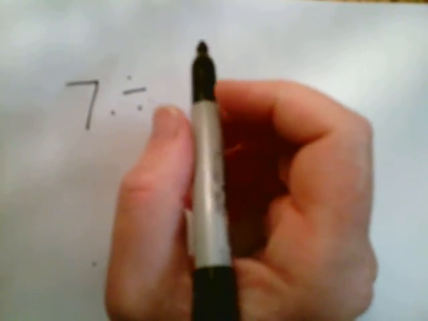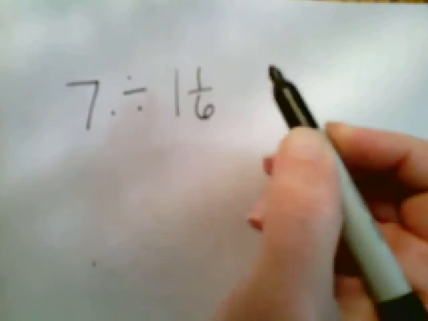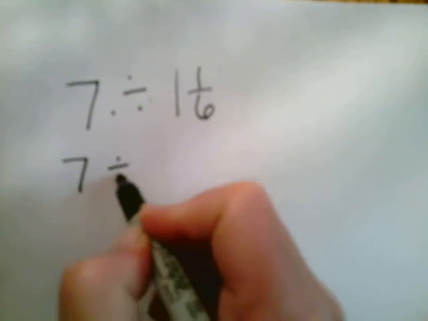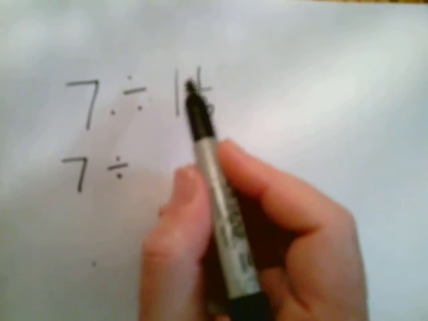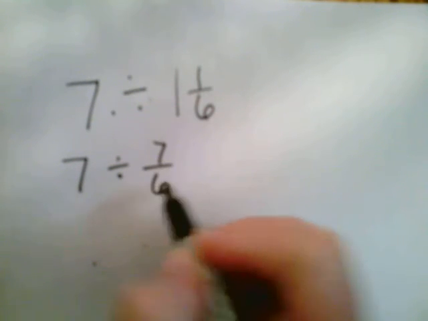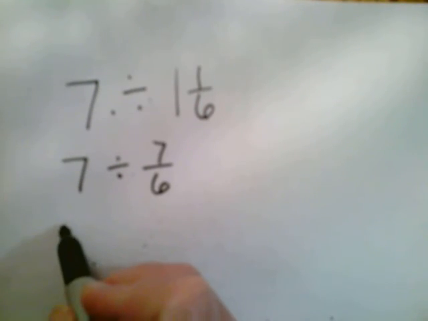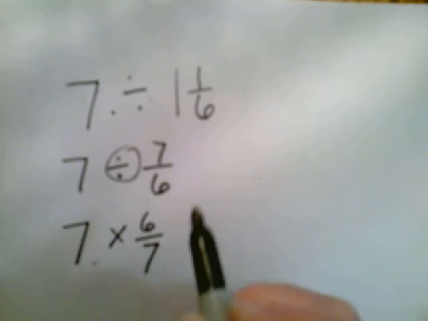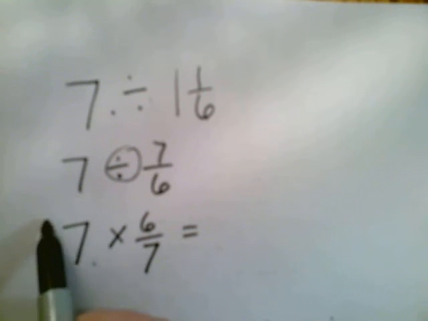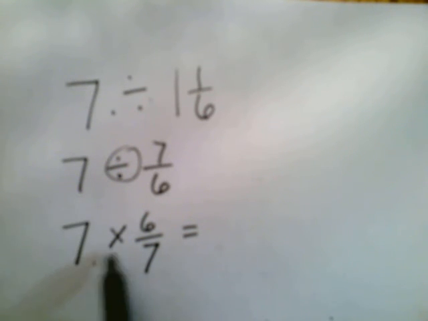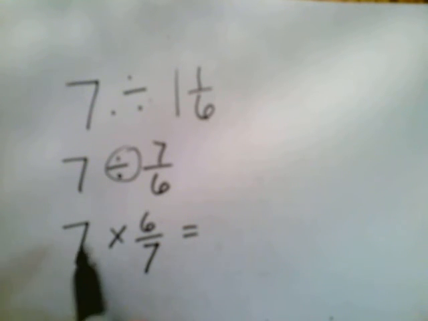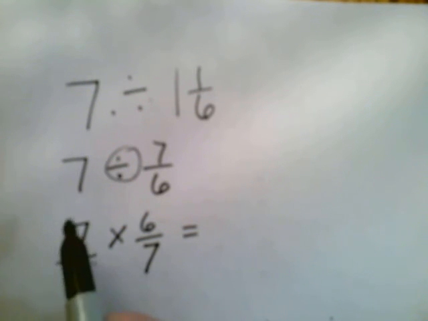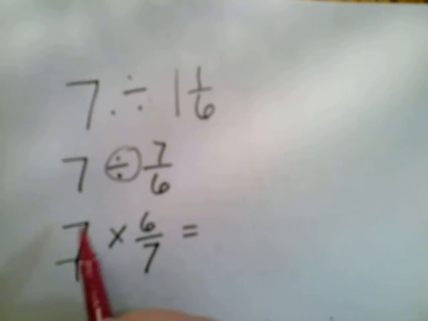Seven divided by 1 1/6. Okay, I'm going to make this an improper fraction. So we have 7 divided by 6 times 1 is 6, plus 1 is 7, 7/6. And I'm going to multiply by the reciprocal. And remembering that when I have a whole number, it's really over 1. I don't usually write that down, but I can. 7 over 1. And notice, 1 on top and 1 on the bottom. So I can cross these off.